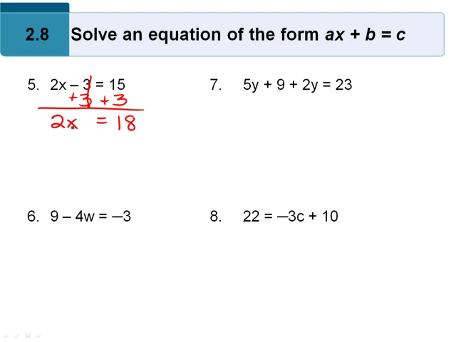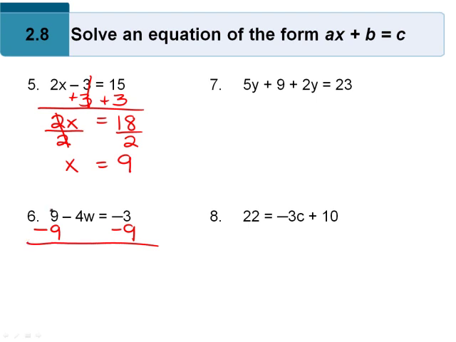Okay, now remember, multiplication here with the 2 and the x, so we have to divide to get rid of it. Divide by 2, the 2's cancel, and x equals 9. 18 divided by 2. Okay. On number 6, we have 9 minus 4w equals negative 3. So the first thing I need to do is get rid of this 9, because there's the negative 4w. Don't mess with that. So I'm going to subtract 9 from both sides.